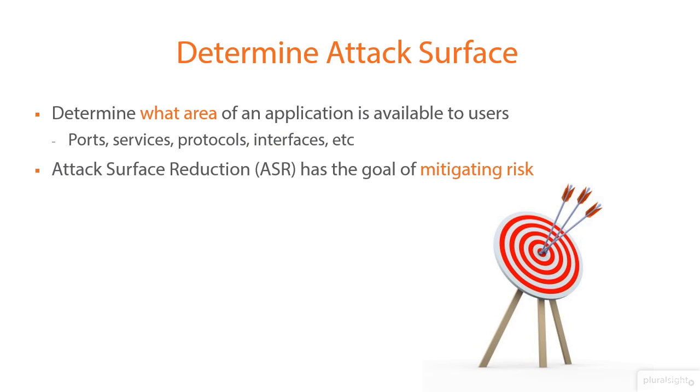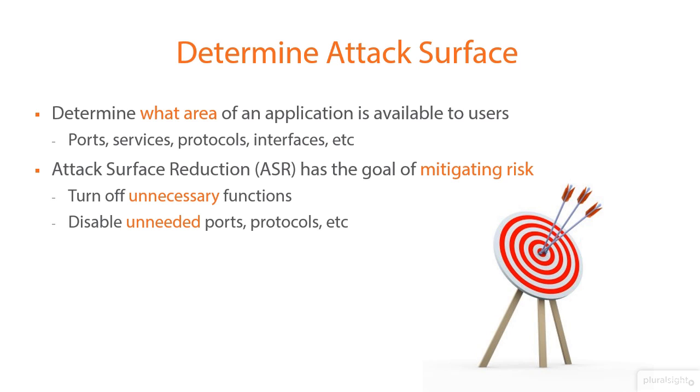And so our attack surface reduction, or ASR, has the goal of mitigating risk, right? So that's really what we're looking for. We're trying to mitigate risk or exposure in the environment. So we turn off unnecessary functions. Again, if we don't need it, why have it on? Why leave the door open, or at least unlocked, for someone else to come in and try to mess with our systems? And then we also need to disable unneeded ports, protocols, and so forth.